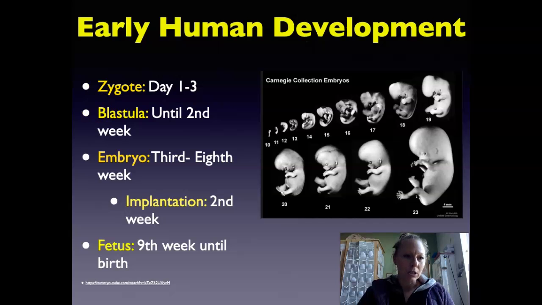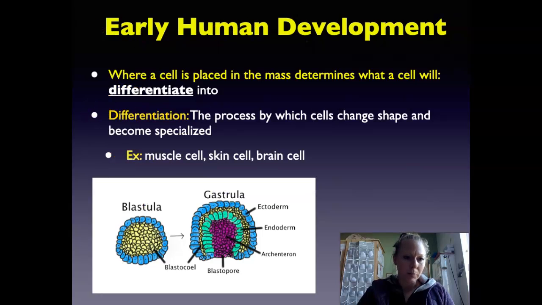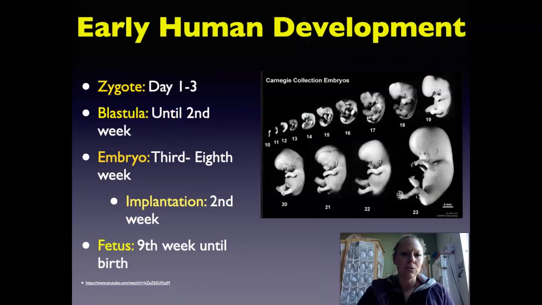And a blastula looks, let me see if I can find a picture. This is what a blastula looks like right here. So it's a big ball of cells, identical to the one that first divided, or the zygote. They have all of the same DNA. At the 3rd week to the 8th week, you are considered an embryo.